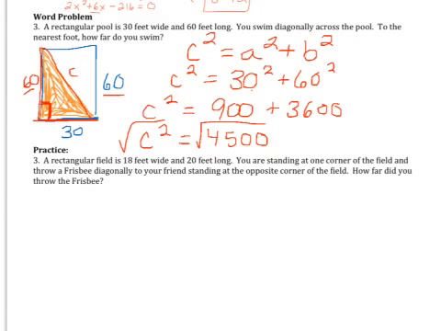Since it says to the nearest foot, we can use our calculator and round. So in my calculator, I got c equals 67.1 feet. We were rounding to the nearest foot, so we can just leave it as 67. We don't need the decimal. So about 67 feet. Okay, so for the next problem, pause the video and try it on your own, and then restart the video to check your answer.